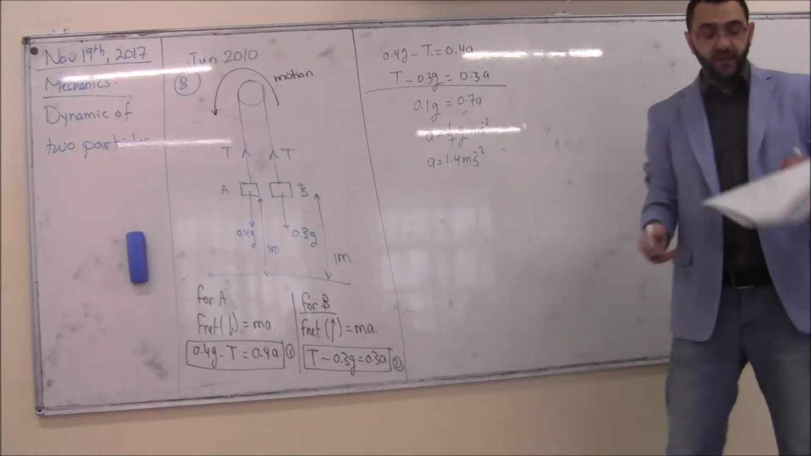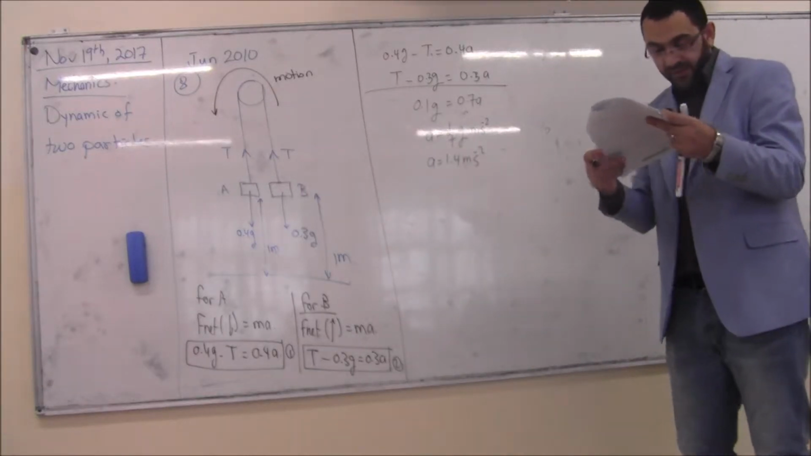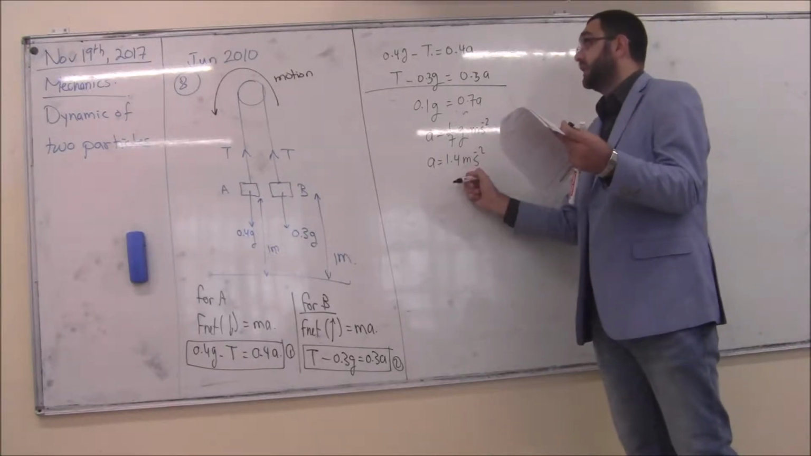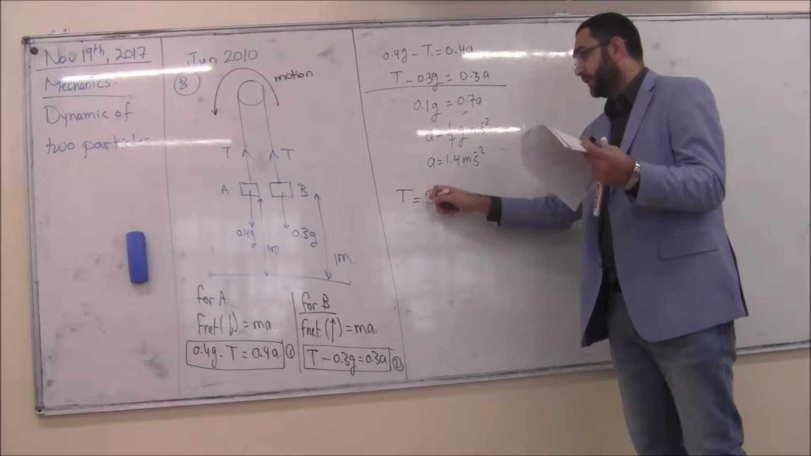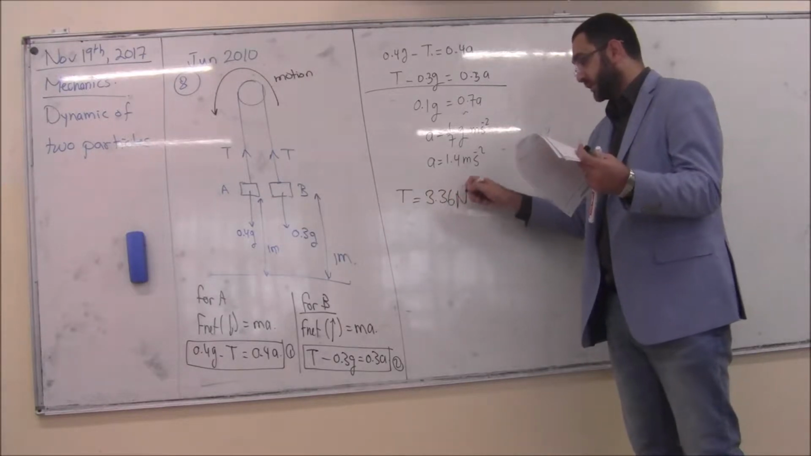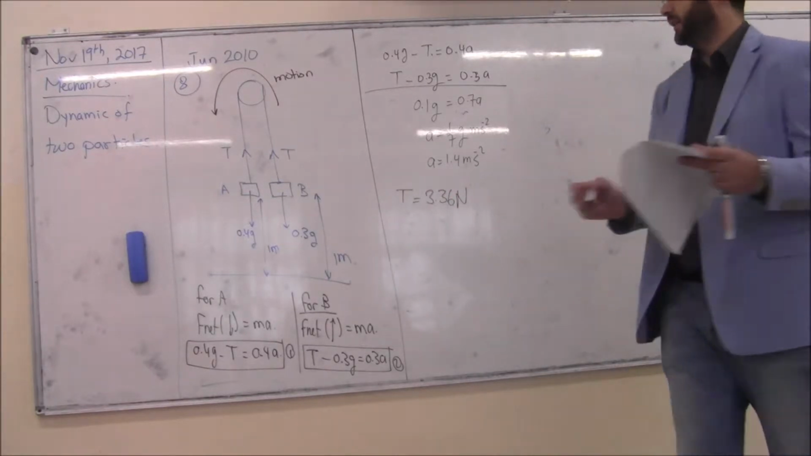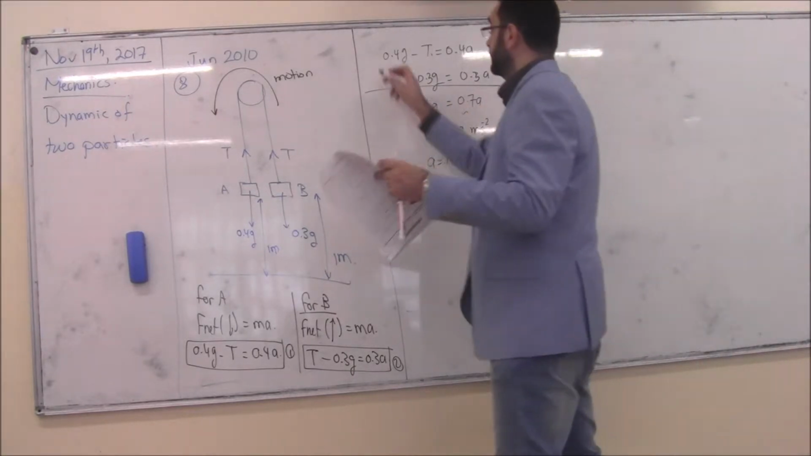As for the tension, by substituting this value in any of these equations, we get tension equals 3.36 newtons. Okay guys?